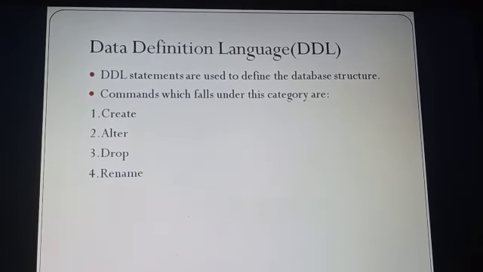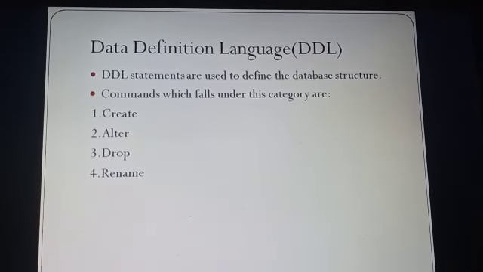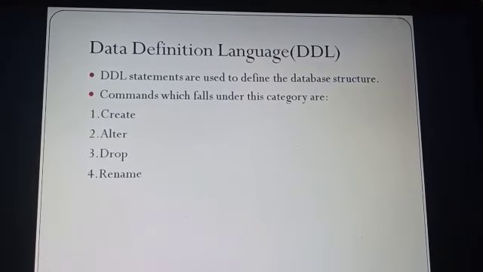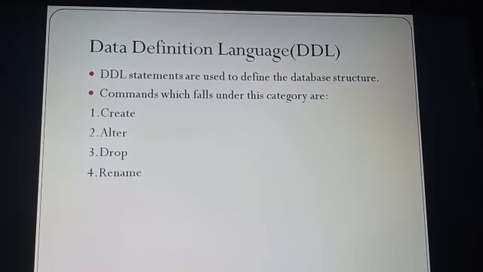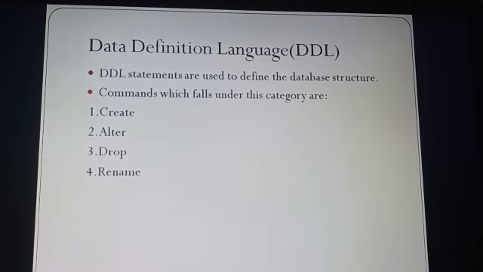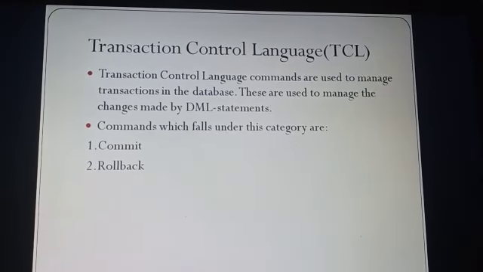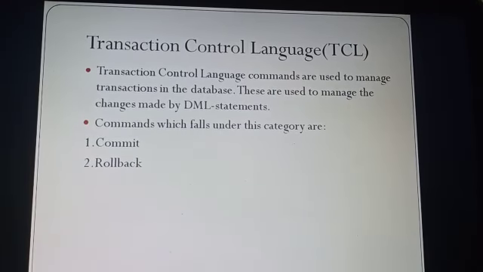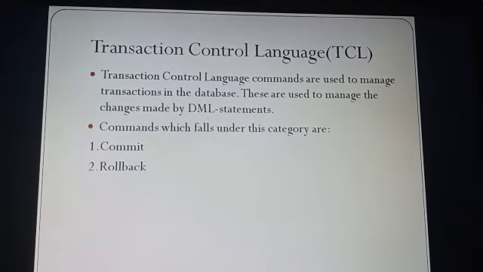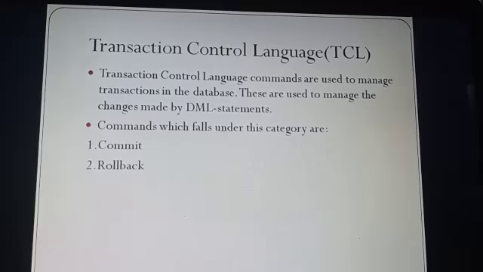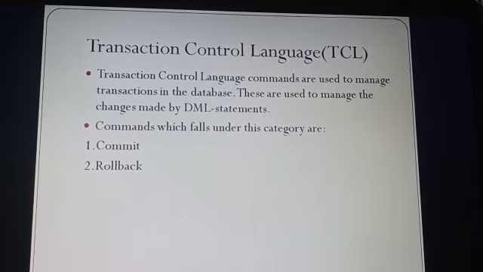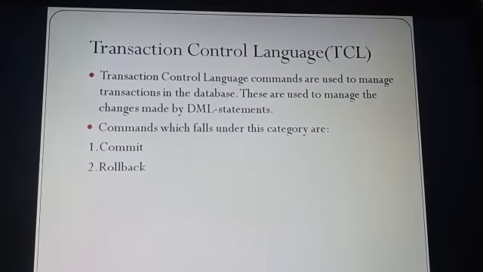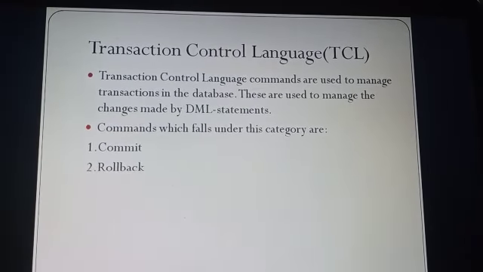Drop command is used to drop the table or objects from the database, and rename command is used to rename the attributes of the table. Next is transaction control language, that is TCL command. TCL commands are only used with DML commands like insert, delete, update only. These operations are automatically committed in the database. That's why they can't be used while creating tables or dropping them.